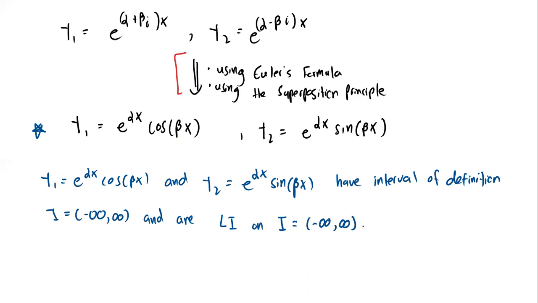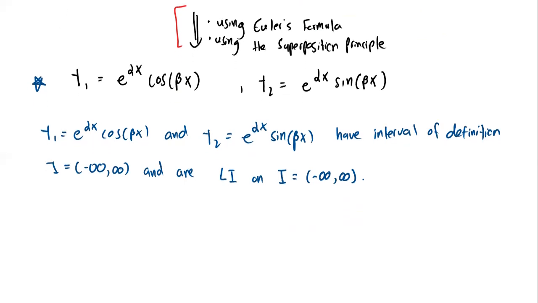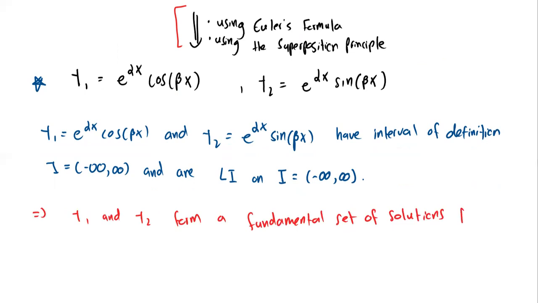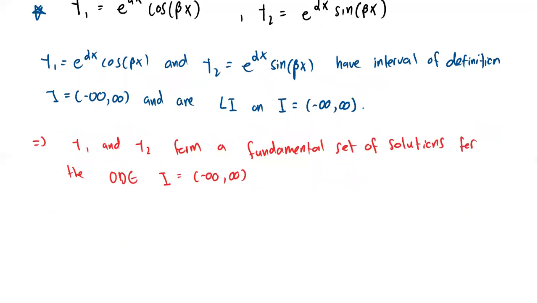So what does that mean for us? Well, we have two linearly independent solutions to a second order homogeneous ODE. We have a fundamental set of solutions. We know what the general solution is then. So y1 and y2 form a fundamental set of solutions for the ODE for all real numbers. And hence, we know what the general solution is.